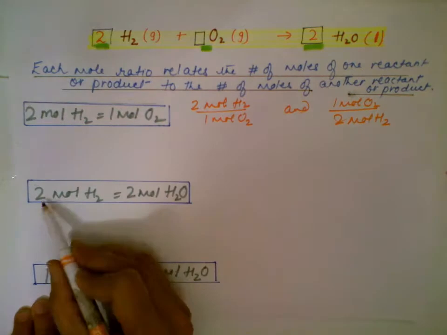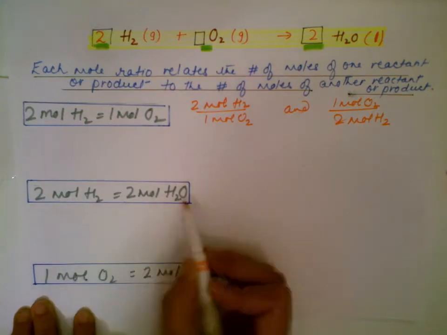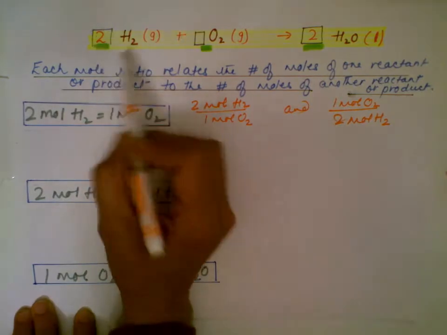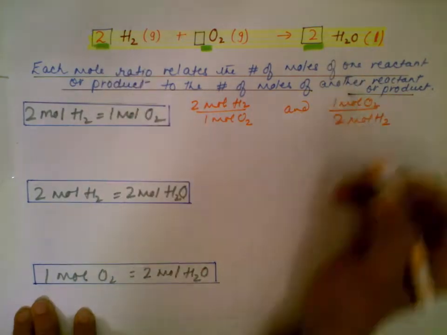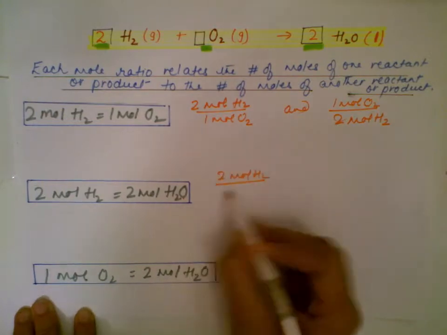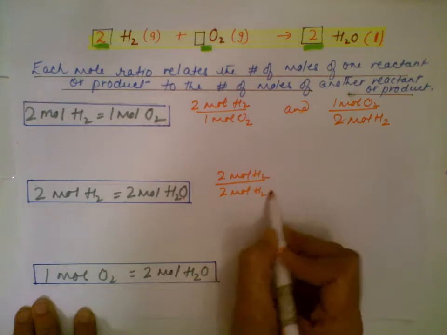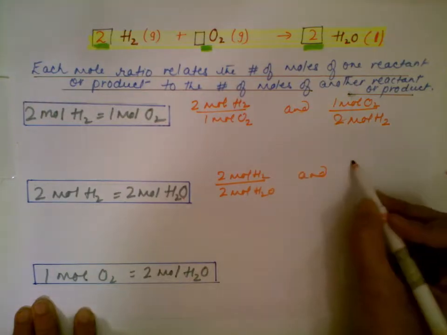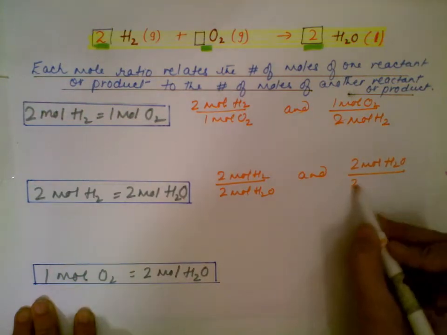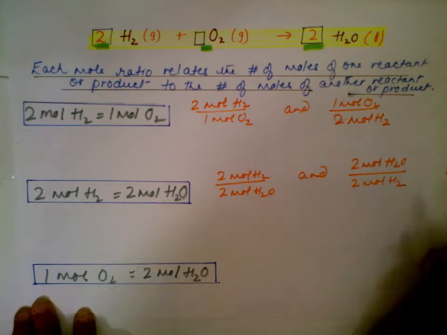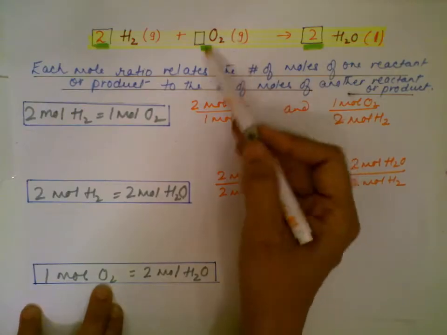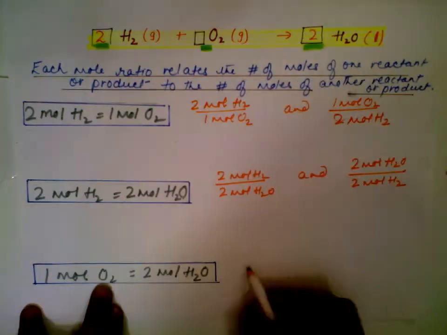Here again, for 2 moles of hydrogen consumed, 2 moles of water are produced. It's coming from the balanced equation, from here and from here. So I'm going to write here. We can make 2 fractions from here similarly. Even though I'm switching the numerators and denominators, they're conveying the same information. Once again here, 1 mole of oxygen consumed produces 2 moles of water molecules.